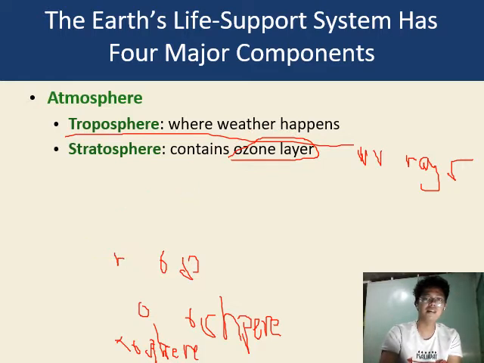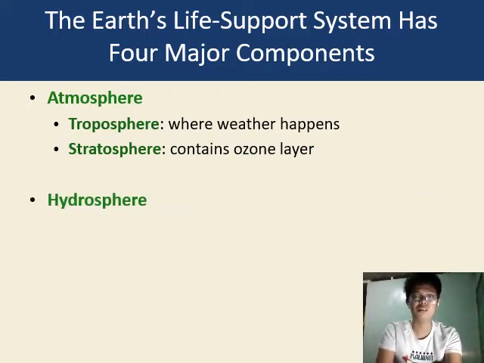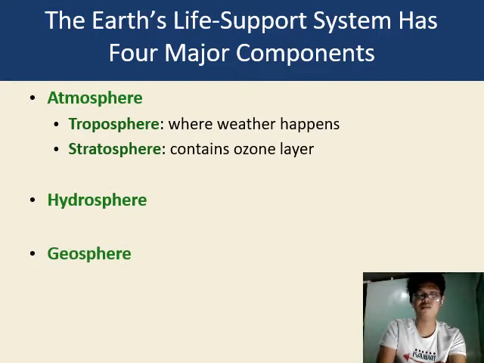Then the second Earth life supporting system component that Earth has is the hydrosphere, or the water. And next to the hydrosphere is the geosphere, which usually involves the land or the soil. So it can also be called the lithosphere. The geosphere also includes the major components of Earth: the core, the inner core, the outer core, the mantle, and the crust. So next to the geosphere is the biosphere, where living organisms interact with these three other spheres. So these are the Earth's life support system, the four major components.